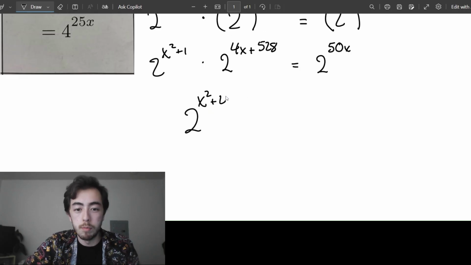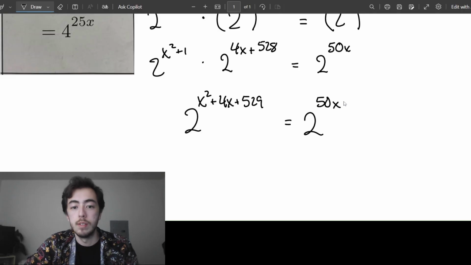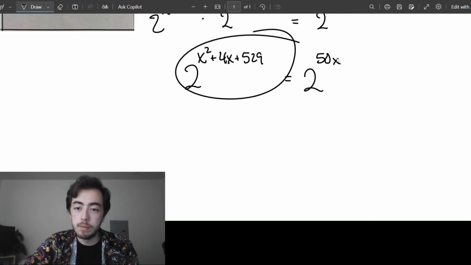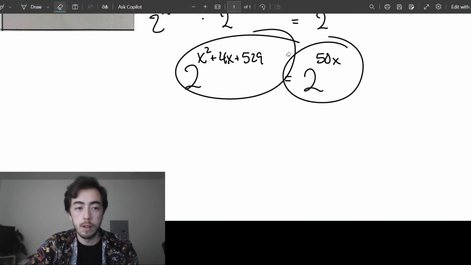But let me just combine my like terms and call this a 529. That is now equal to 2 to the power of 50x. So now I have a whole bunch of 2's being multiplied over here, a whole bunch of 2's being multiplied over there.